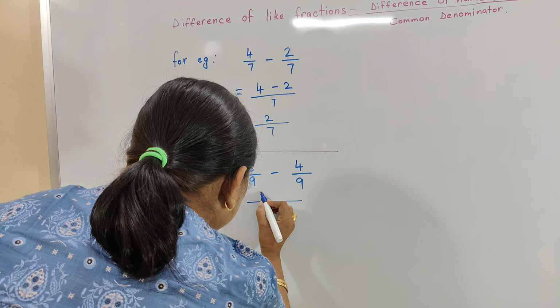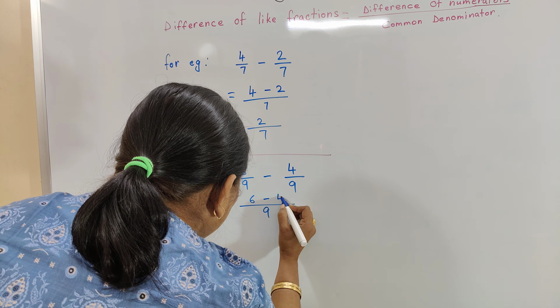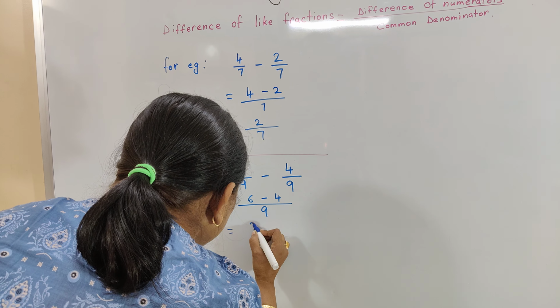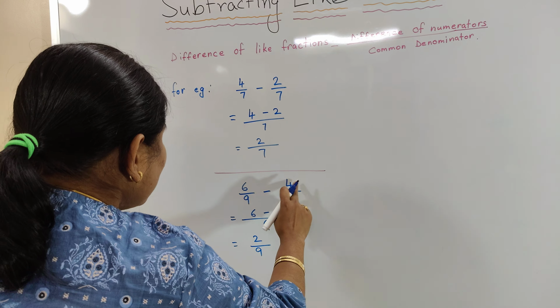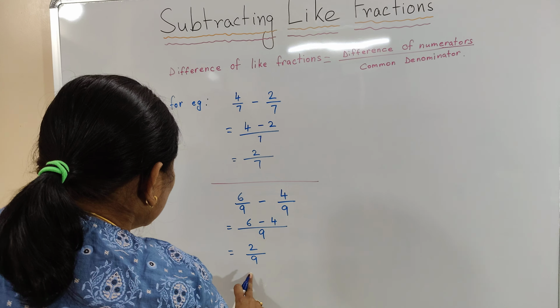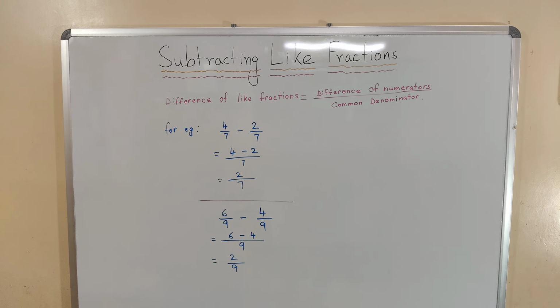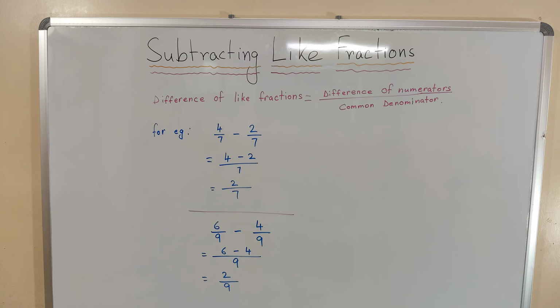Now we will subtract the numerators. 6 minus 4. 6 minus 4 is equal to 2. So 2 by 9. 6 by 9 minus 4 by 9 is equal to 2 by 9. This is how we need to subtract like fractions.